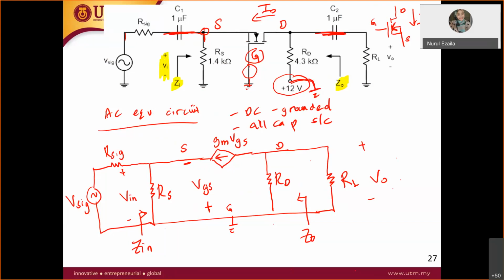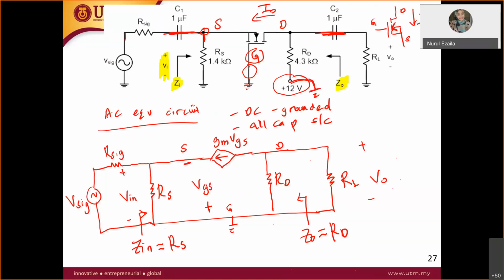All right. So for the Z in, Z in is quite straightforward. Z in is approximately equal to RS. And then for the Z out, you only see RD, therefore it is equal to RD. So for the common gate, same as the common base, it is quite straightforward.